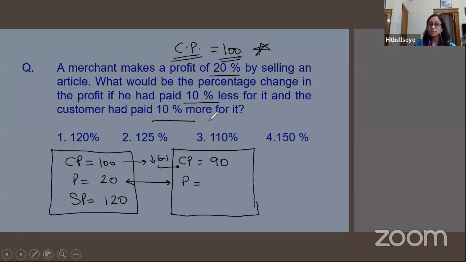Similarly, the customer paid 10% more for it. Now, customer paid 10% more. That means I have to take the reference from selling price now. So selling price has been increased by 10%. So what is the new selling price? New selling price will be 120 increased by 10%. That means 120 added with 12, right? Why? Because 10% of 120 is going to be 12 rupees, right?